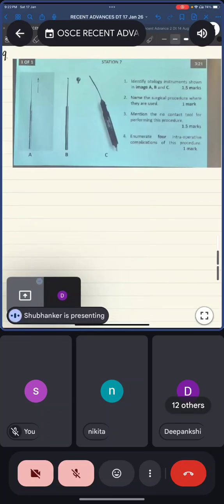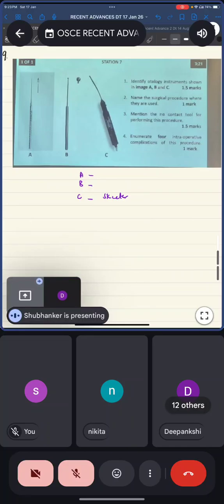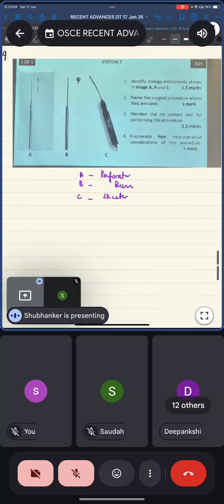Now this question, I think from the last 22 until now, has been repeated thrice in multiple other formats. You would have also seen this thing. So please help me with A, B and C. Anyone? C is Skeeter. C is Skeeter. This is what I also used to answer. Okay, so A is perforator. B is burr. Yes, this is burr. And if you want to go more into it, the name is Larkin's hand burr. So please remember it.